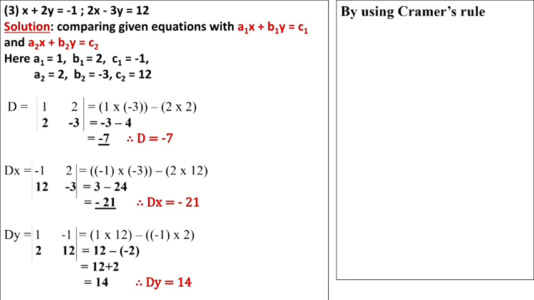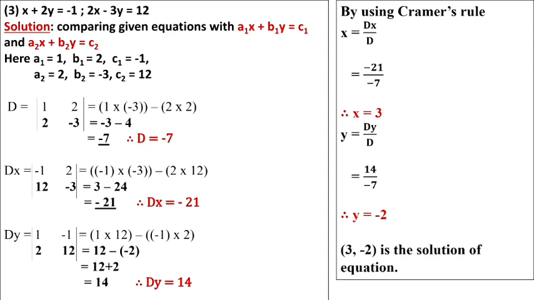Now student, by using the Cramer rule, x equal to Dx upon D. Dx value we have minus 21 and D value we have minus 7. Minus cut, 7 ones are 7, 7 threes are 21. So the x value we got is 3. So y equal to Dy upon D. Dy value we have 14 and D value we have minus 7. 7 ones are 7, 7 twos are 14. Therefore y equal to minus 2. So our answer is 3 and minus 2 is the solution of the equation.